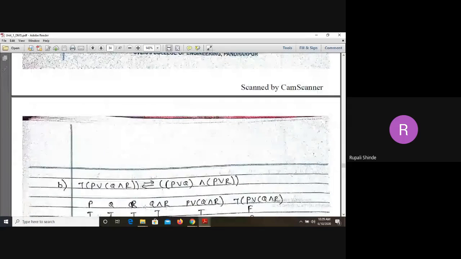Solve this example: negation of P or Q and R, biconditional P or Q and P or R. Take 2 minutes and tell me what is the answer for this question.